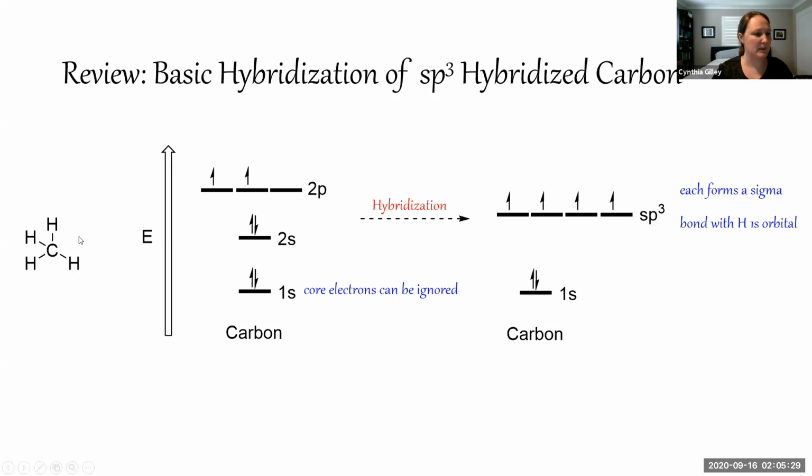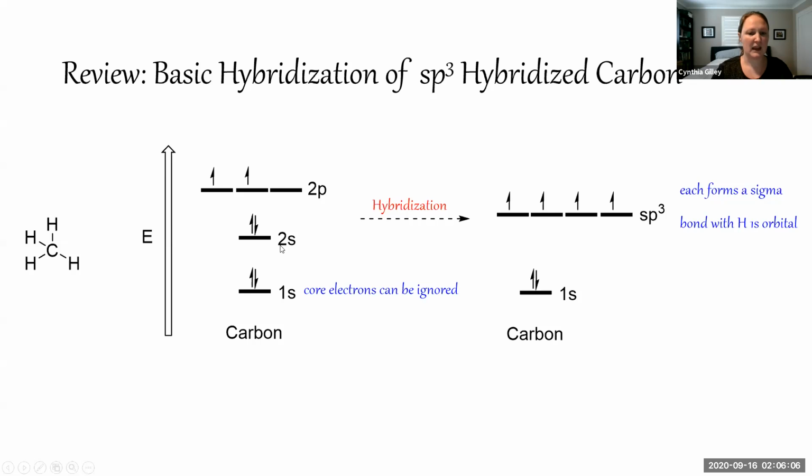So for example, in methane, we have a carbon that's a central atom, and it's going to undergo hybridization of its atomic orbitals. So this picture over here that I'm circling with the mouse is carbon's electrons in its atomic orbitals. So you guys know that it has 2 electrons in its 1s orbital, 2 electrons in its 2s orbital, and 2 electrons in 2 different 2p orbitals. So these are the atomic orbitals and the electron configuration in those atomic orbitals.